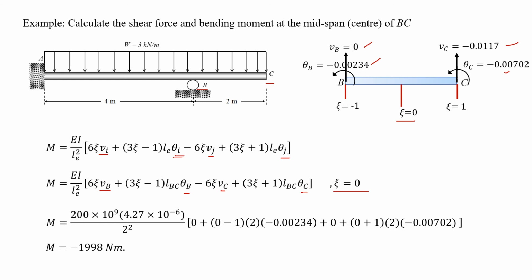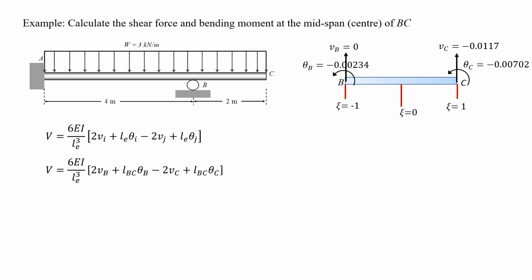We can do the same for the shear force, similarly at the midspan of BC. All those values are known, so we just need to replace them into the shear force equation. I and J in this case will be node B and node C. That's why we replace Vi and theta i with VB and theta B, and Vj and theta j with VC and theta C.